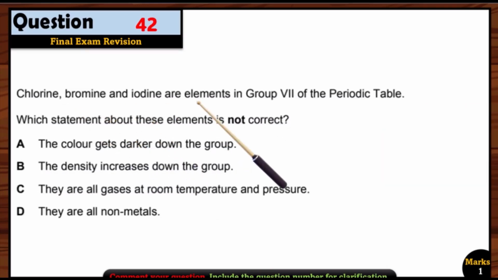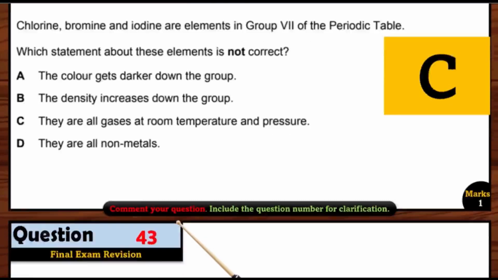Chlorine, bromine, and iodine are elements in group 7 of the periodic table. Which statement about these elements is not correct? Okay, let's see first. The color gets darker down the group. Yes, right. The density increases down the group. Yes, right. They are all gases at room temperature and pressure. Wrong. Chlorine is a gas, bromine is a liquid, and iodine is a solid. So that's why option C is the wrong option here.